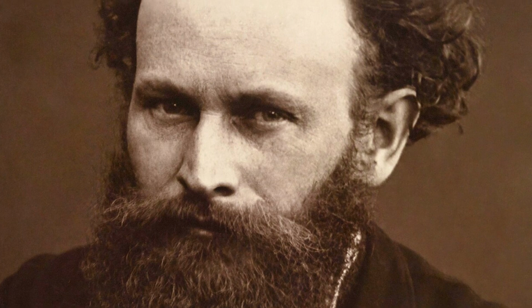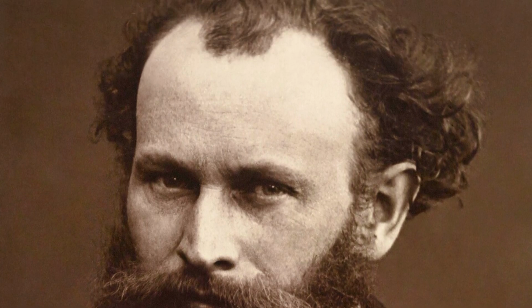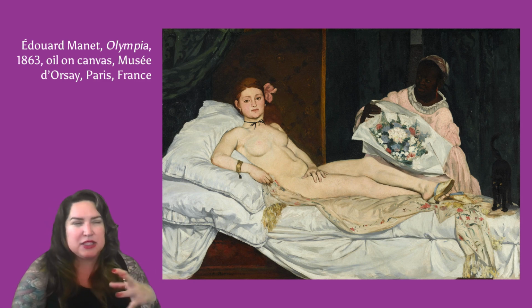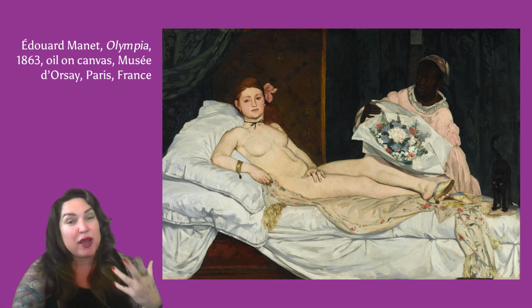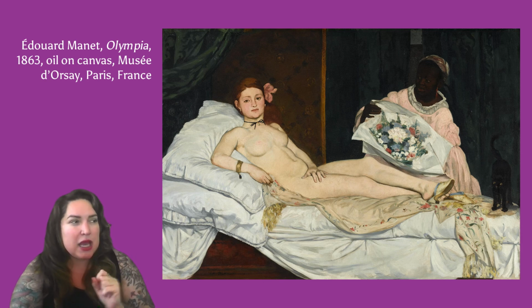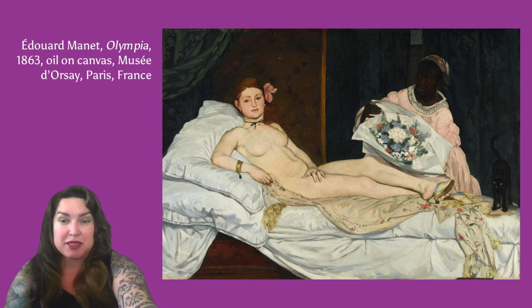Let's look at an example of a realist painting by Edouard Manet. Not Claude Monet, but Edouard Manet. Here we're looking at Olympia from 1865. Manet is really a transitional figure, perhaps more associated with realism, but sometimes he's lumped in as kind of the father of the Impressionists. So what do we see depicted in this painting?